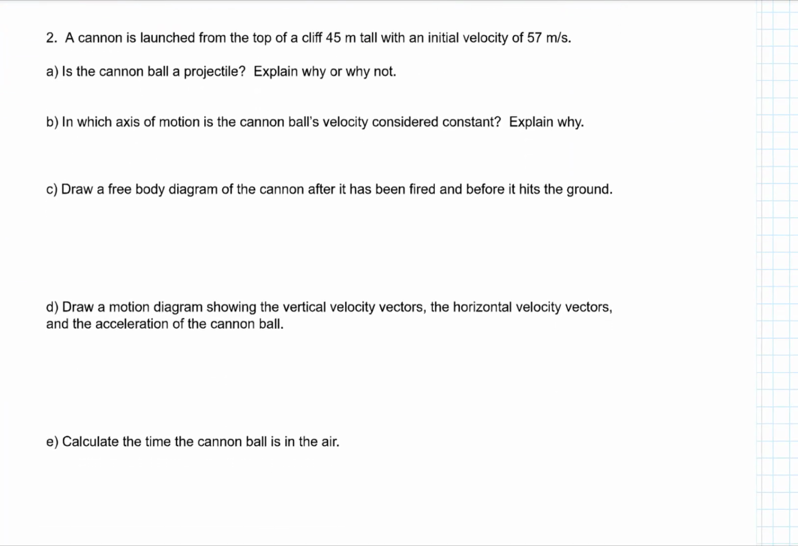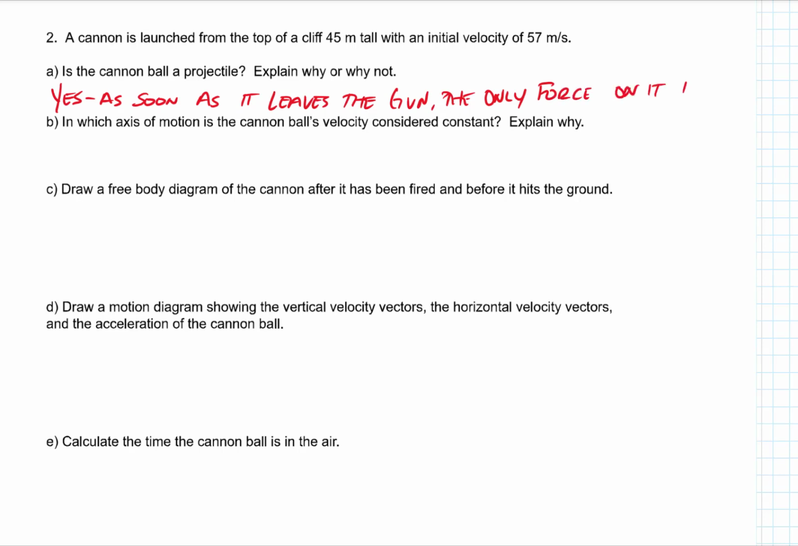All right, so down here with number 2, doing a projectile problem. We're launching a cannon from the top of a 45-meter tall cliff with an initial velocity of 57 meters per second. Is this a projectile? You bet. The only force acting on the cannonball is gravity as soon as it leaves the cannon. That's our condition. As soon as it leaves the cannon, the only force on it is gravity. That's what makes something a projectile.